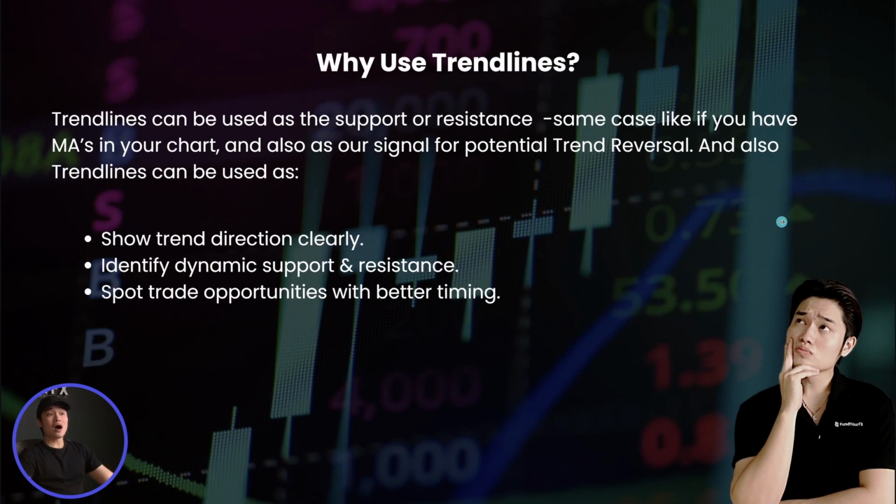Then let's go to why use trend lines. Well, trend lines can be used as support or resistance, same case like having your moving averages in your chart, and also as a signal for potential trend reversal. Also, trend lines can be used to, first, show trend direction clearly. The second is to identify dynamic support and resistance. And third is to spot trade opportunities with better timing.